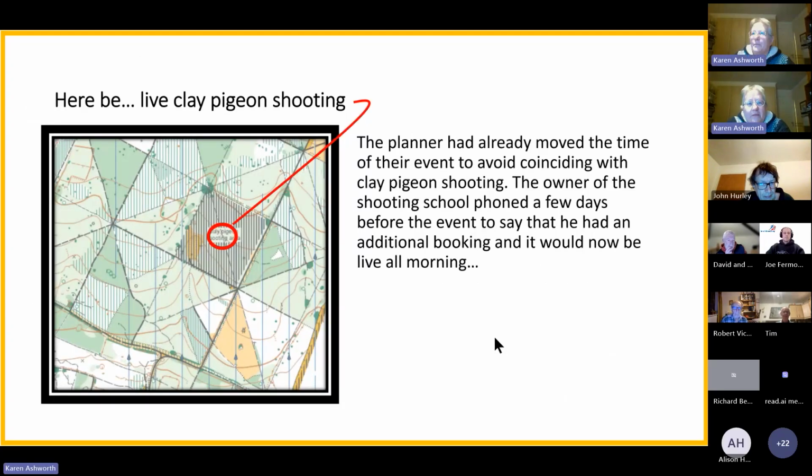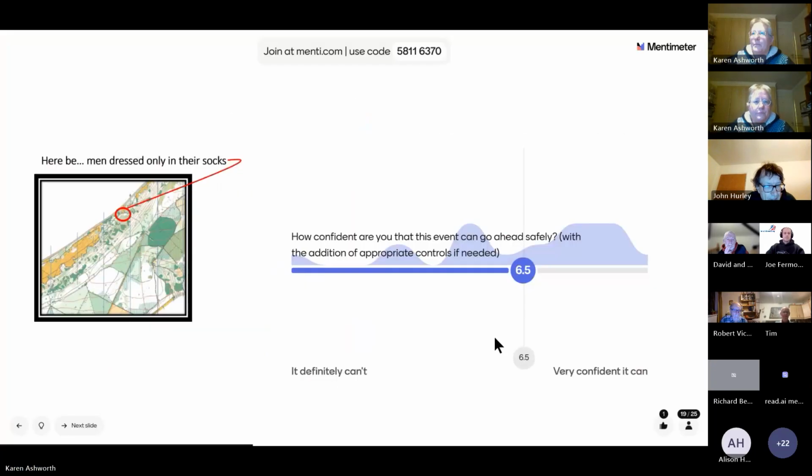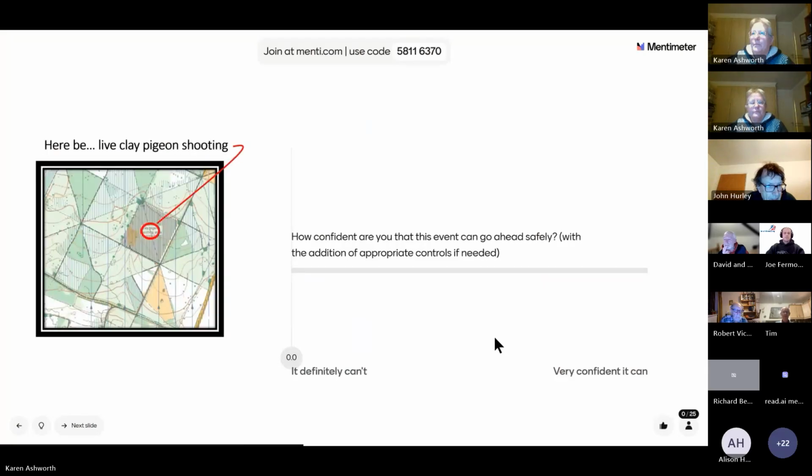Next one, here be live clay pigeon shooting. So our planner had already moved the time of their event to avoid coinciding with the clay pigeon shooting, but the owner of the shooting school phoned a few days before the event to say he had an additional booking and it would now be live all morning. What are we going to do?